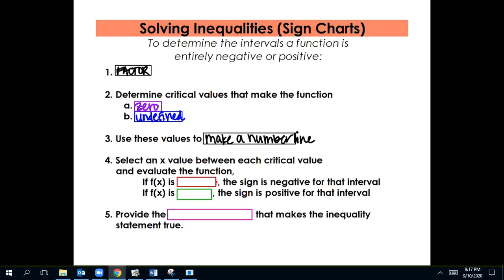And so if f of x is negative, then the sign is negative for that interval. So I'm just going to put a little note, f of x less than 0, like we saw on the other page. And then if f of x is positive, then the sign is positive for that interval. So positive is greater than 0. That's how we indicate positive. And then our final answer will be an interval of x values, like I showed on the objective page. And so that's how we'll write our final answer for every problem.